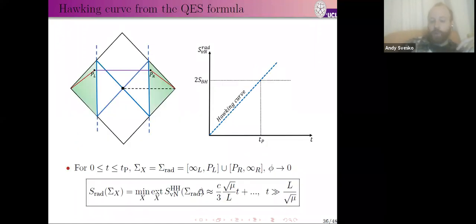And when you do that, you find that the radiation entropy due to these regions gives you a linear in time curve. So this is the standard Hawking calculation. We find that the radiation entropy increases linearly with time. And so if this is all you had, then you would find a paradox that I mentioned before.